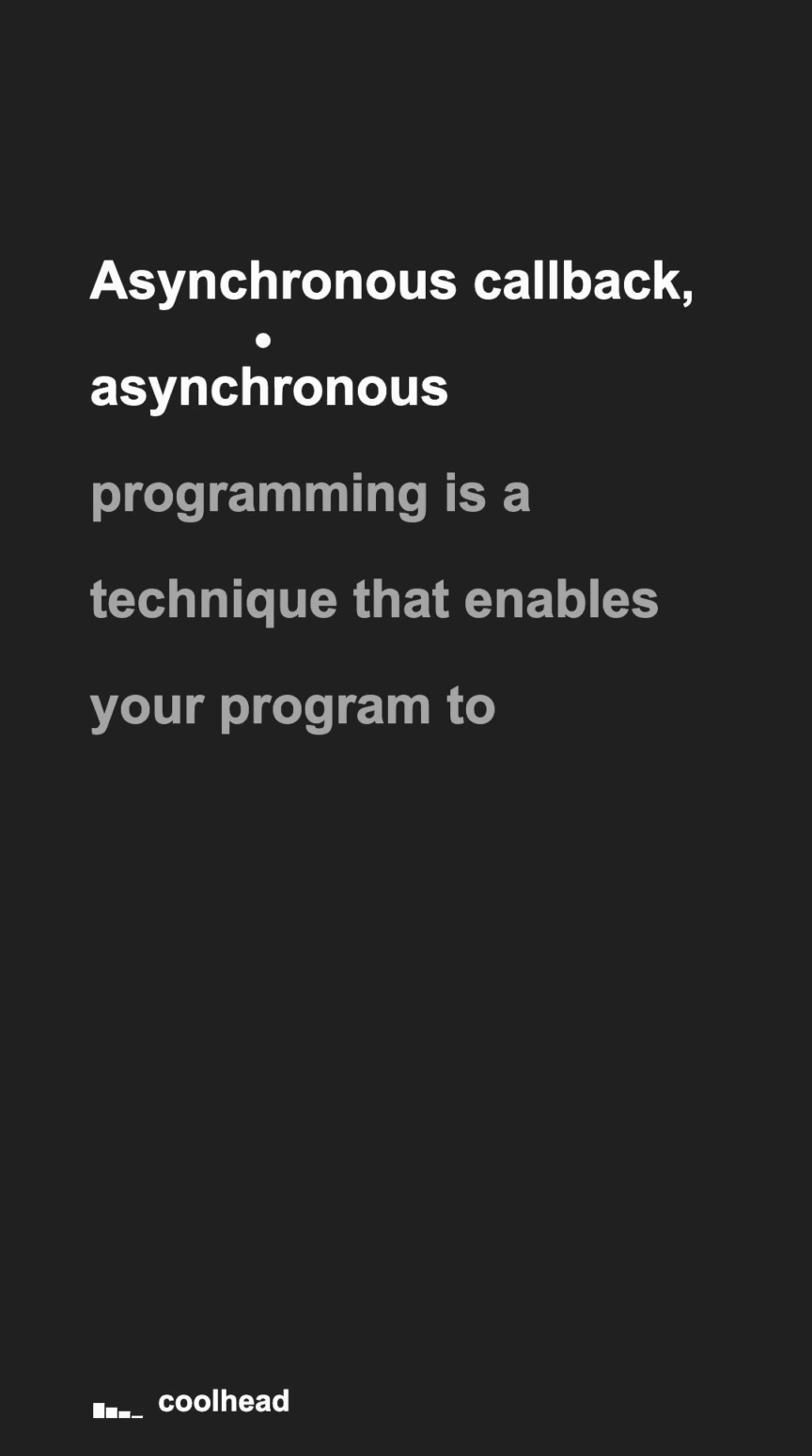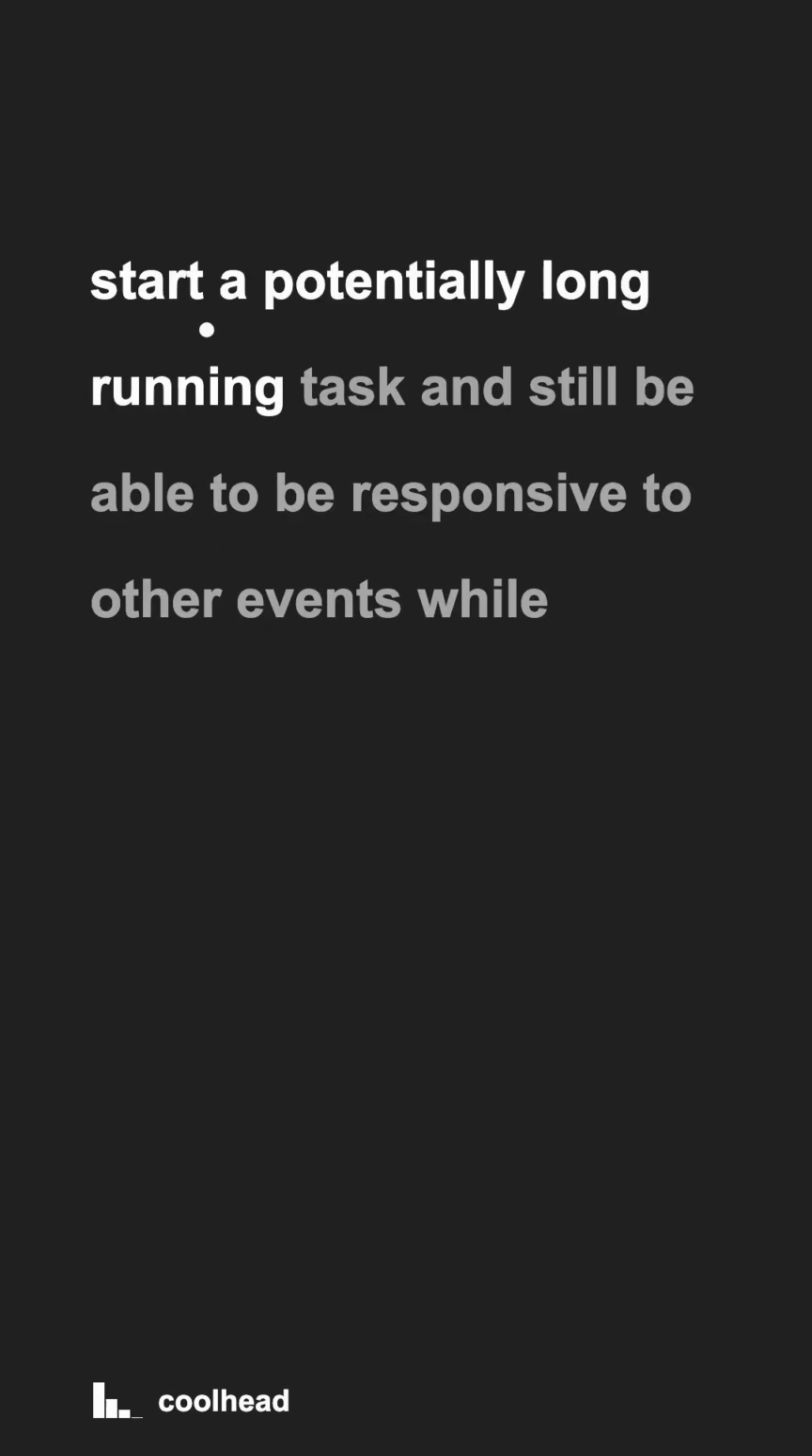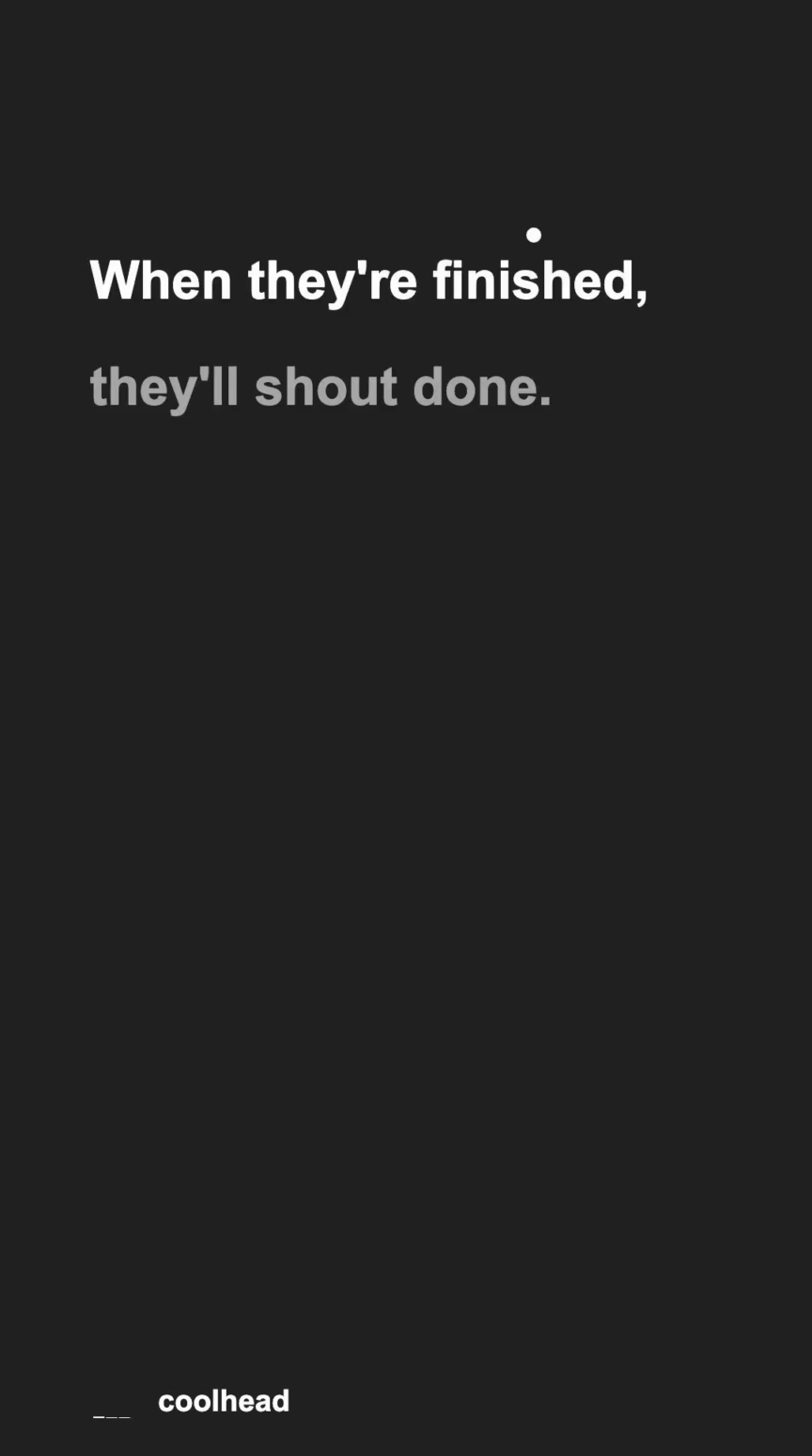Asynchronous callback. Asynchronous programming is a technique that enables your program to start a potentially long-running task and still be able to be responsive to other events while that task runs, rather than having to wait until that task has finished. ELI5: Imagine you're playing with building blocks. You ask your friend to tell you when they're done building a tower. When they're finished, they'll shout "done." That shout is like the asynchronous callback. Your friend lets you know when they're done with their task, so you can continue playing without waiting for them.